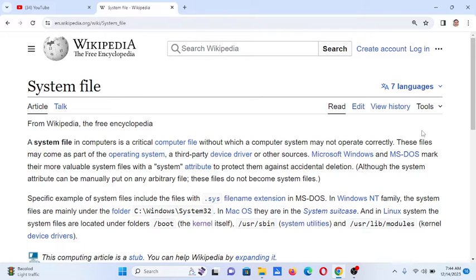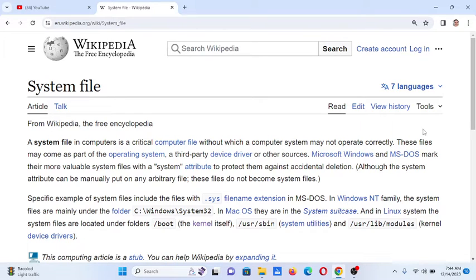Microsoft Windows and MS-DOS mark their more valuable system files with a system attribute to protect them against accidental deletion. Although the system attribute can be manually put on any arbitrary file, these files do not become system files. Specific examples of system files include the files with .sys file extension in MS-DOS.